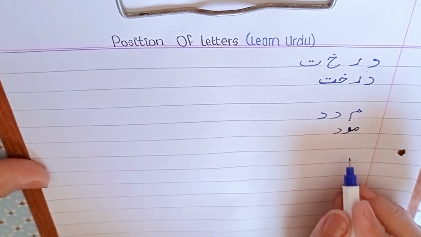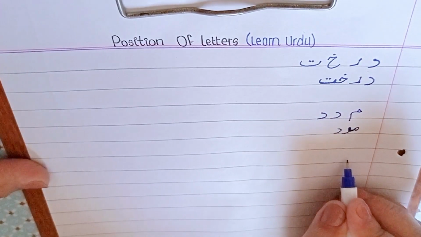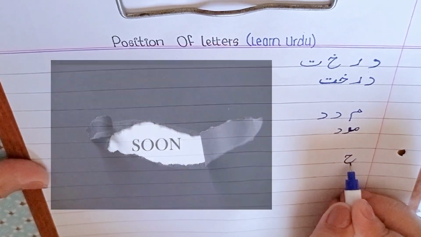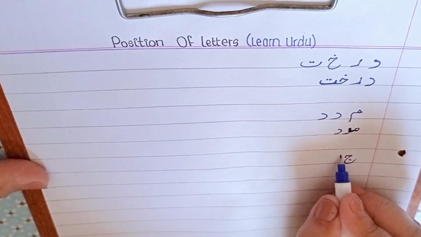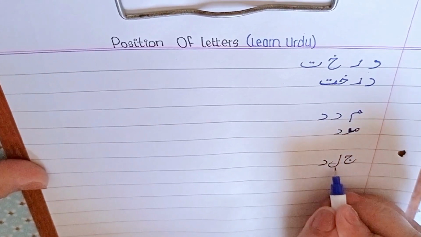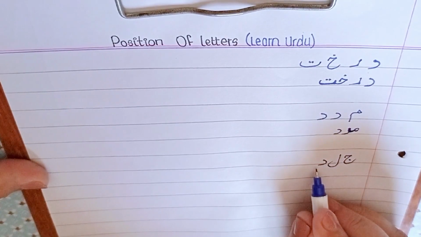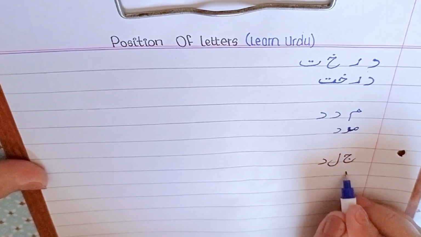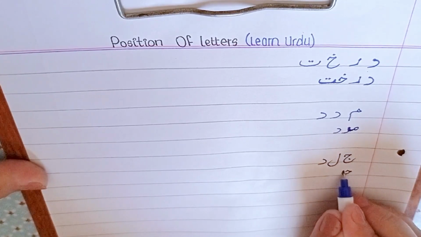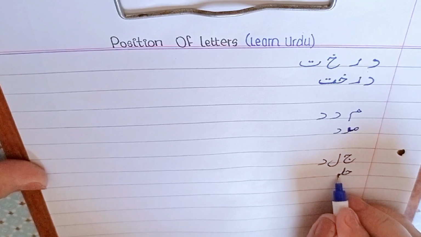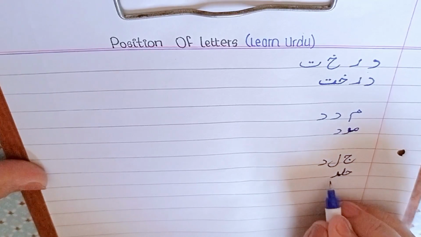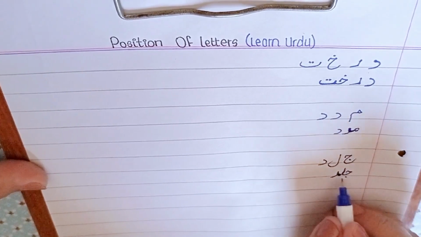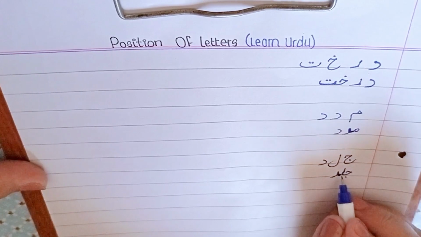Now the position of Dal when it comes as the last letter. The word is Jald. Jald means soon. Jim, Lam and Dal. J, L, D. Now Dal is the last letter and it will be written like this. Short form of Jim, then short form of Lam, and then it will be connected with Dal in the same way. Jim, Lam and Dal. This is Jald.